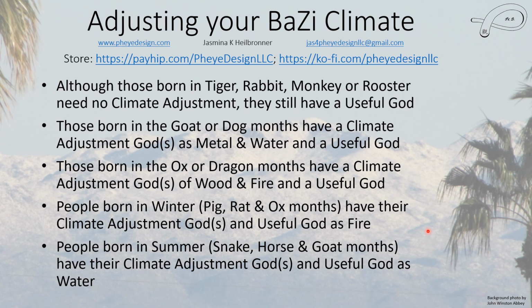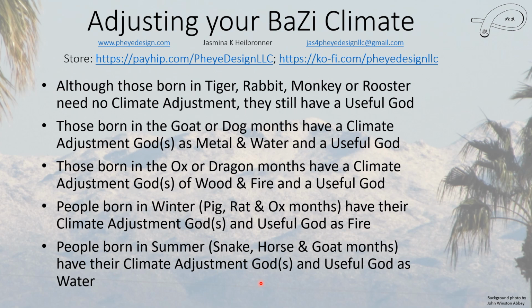And if they don't, if the winter-born person has no fire or the summer-born person has no water, you're back to having to get probably a master to look at your chart, because this is fairly rare and it's very hard then to determine what it is. And so, again, remember, useful God is about health.